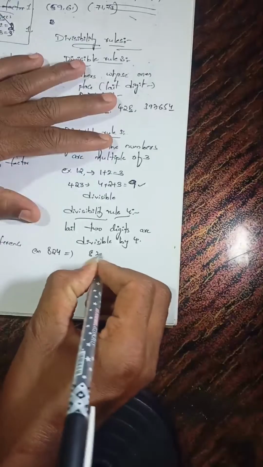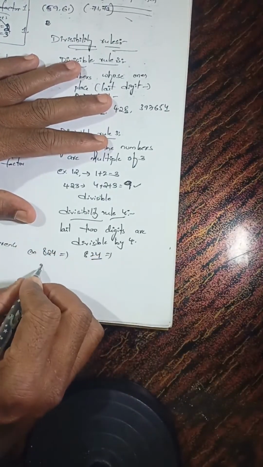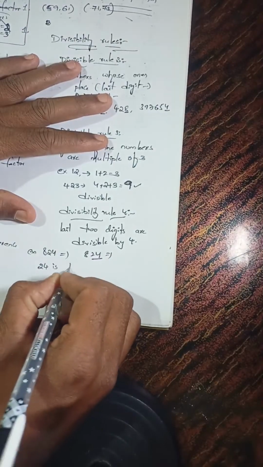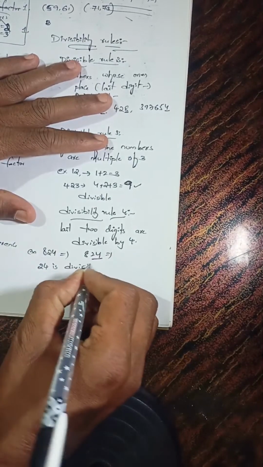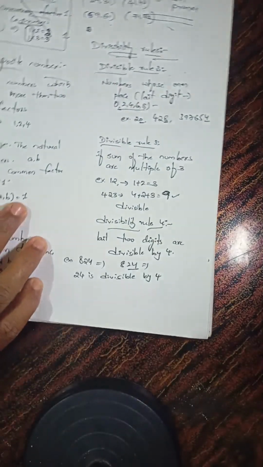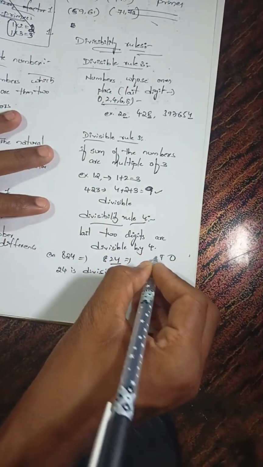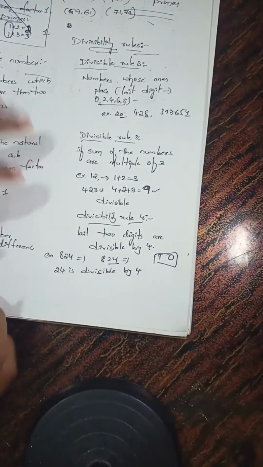so 824, what are the last two digits? Last two digit number is 24. So 24 is divisible by 4. Like this we can take other examples also. Last two digits, that means ones place and tens place should be the multiple of 4.